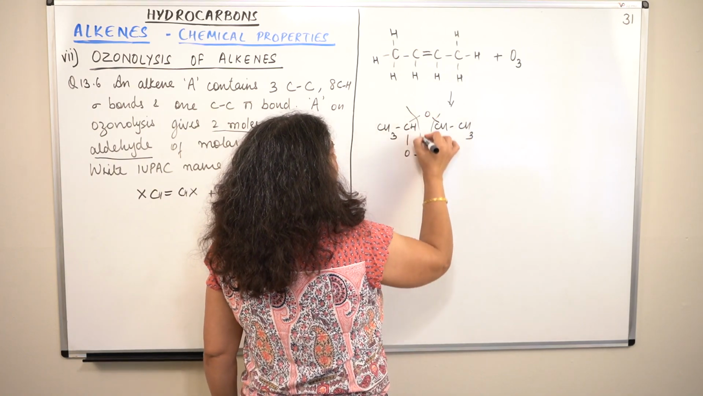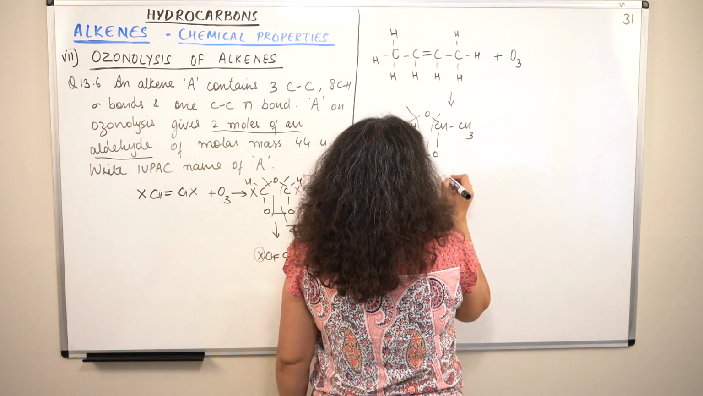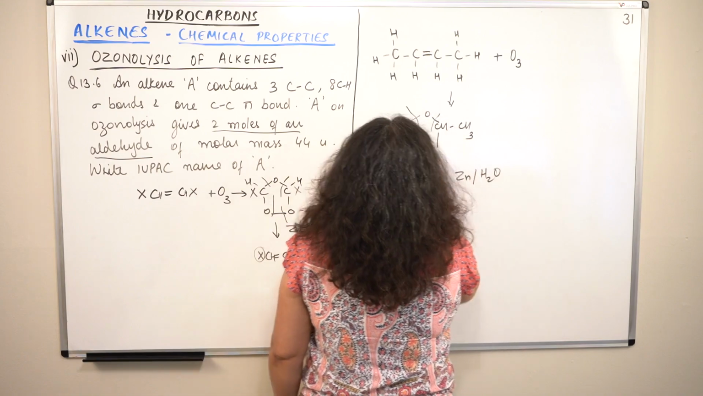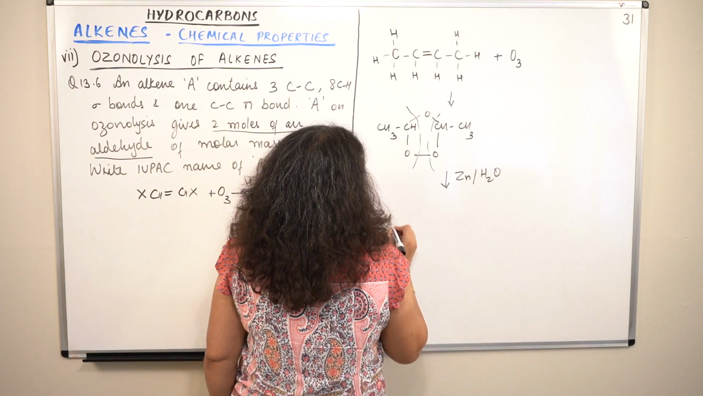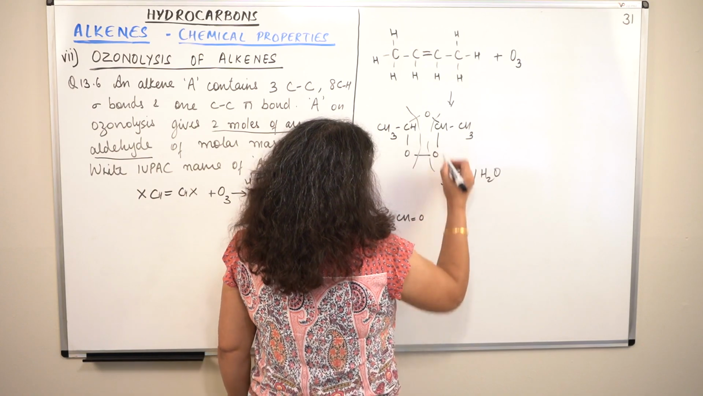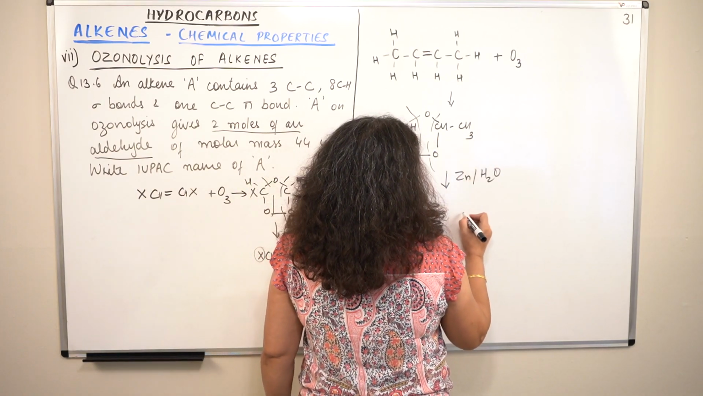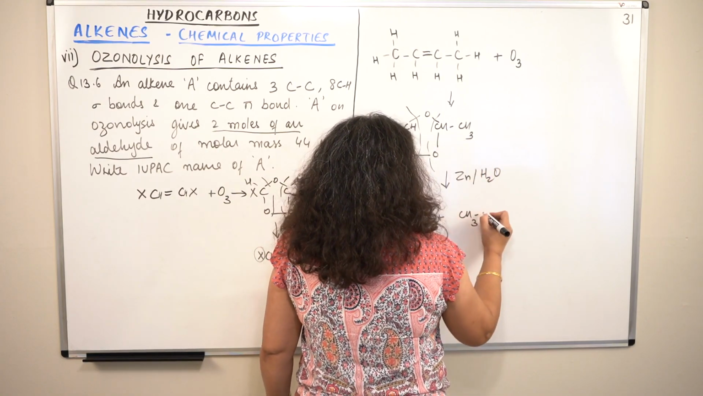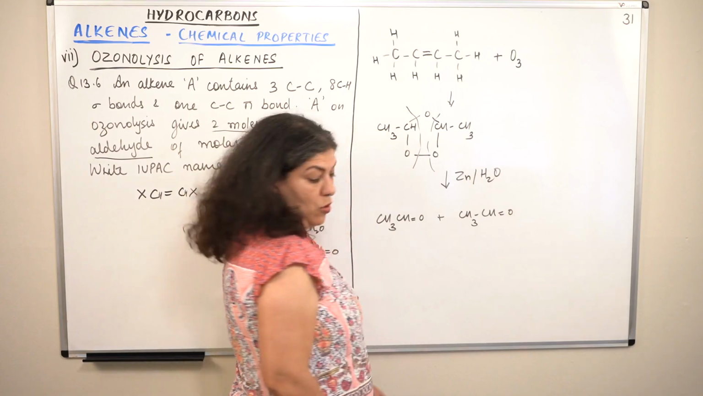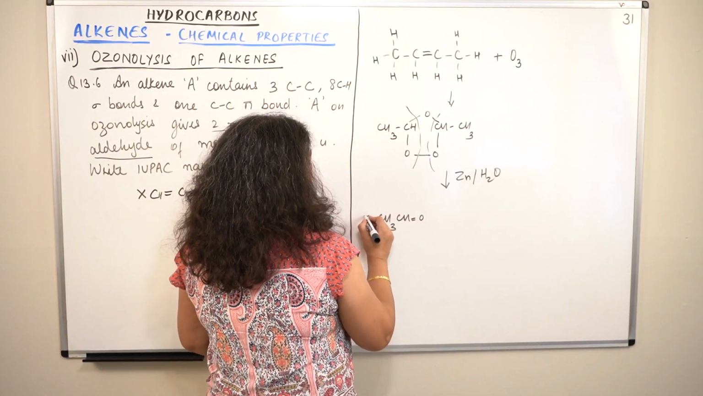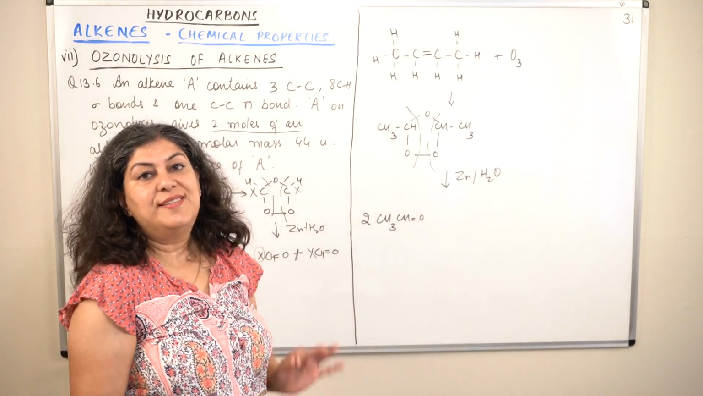You get the ozonide, which in the next step with zinc and H2O will give you CH3CHO plus. This will also give you CH3CHO. Or in other words, instead of writing it like this, we'll write that this gives us 2 CH3CHO.